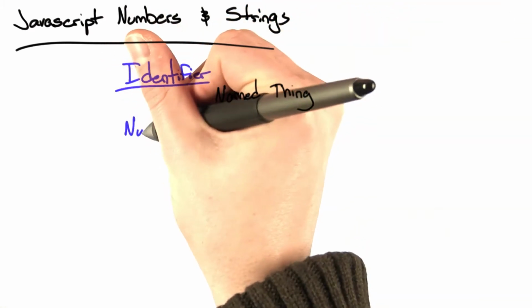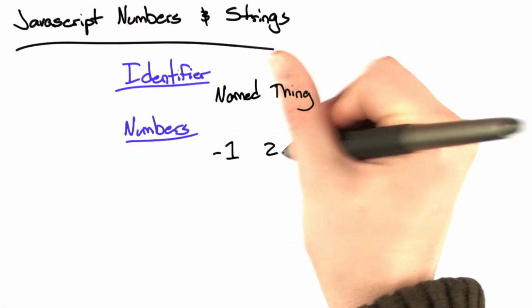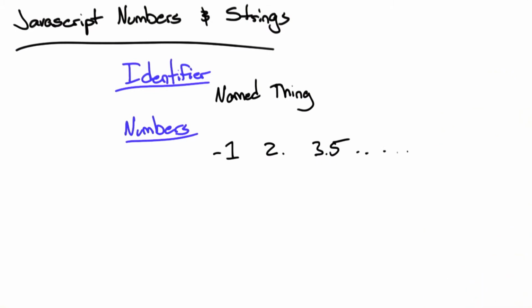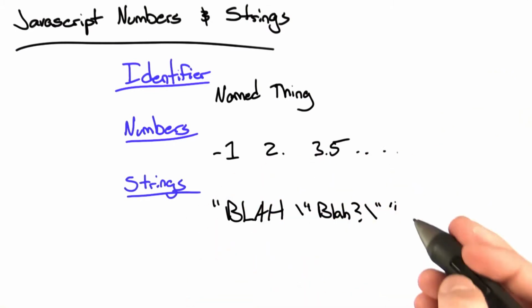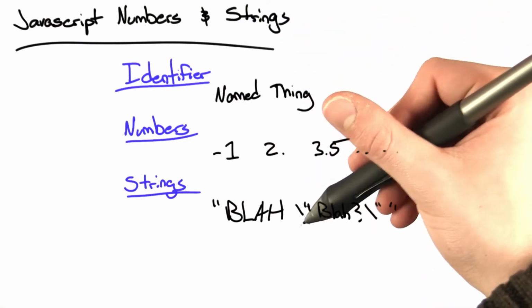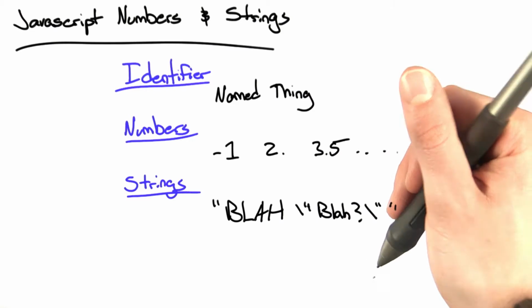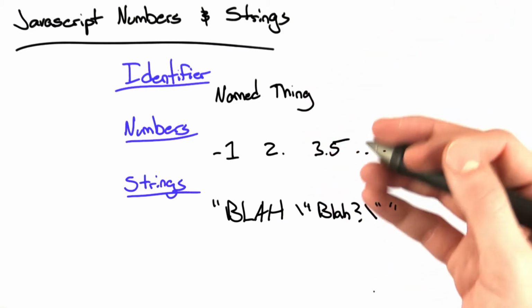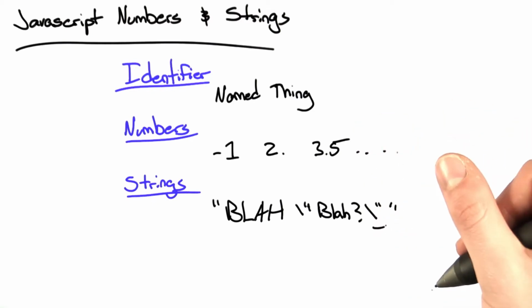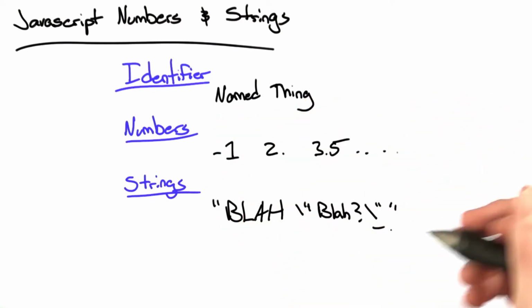We then have numbers, and we're going to be able to handle numbers such as -1, 2., 3.5, etc. Then we have strings. This string contains the word blah, an escaped quote, so the string contains this double quote, blah, question mark. I don't know if you heard my raised pitch at the end, blah, and then another double quote. And it ends, we indicate the end of the string with unescaped double quotes.